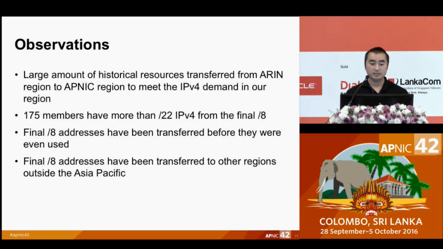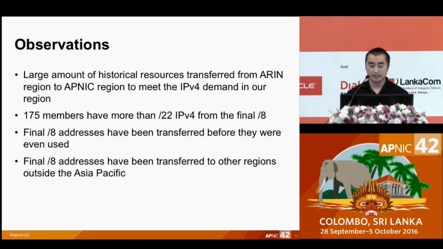So some observations. What we've seen is there has been a large amount of historical resources transferred from the ARIN region to meet the demand here in the APNIC region. There's been over 8 million addresses transferred with the inter-RIR transfer policy alone. We've seen 175 members, that previous graph, there's 175 members with more than a /22 from the final /8 pool.